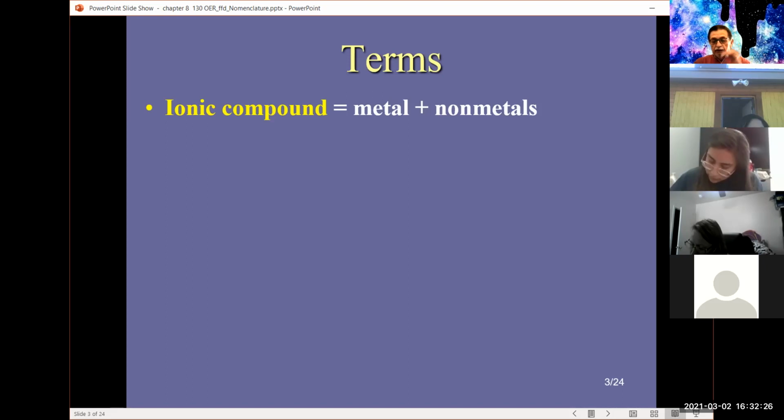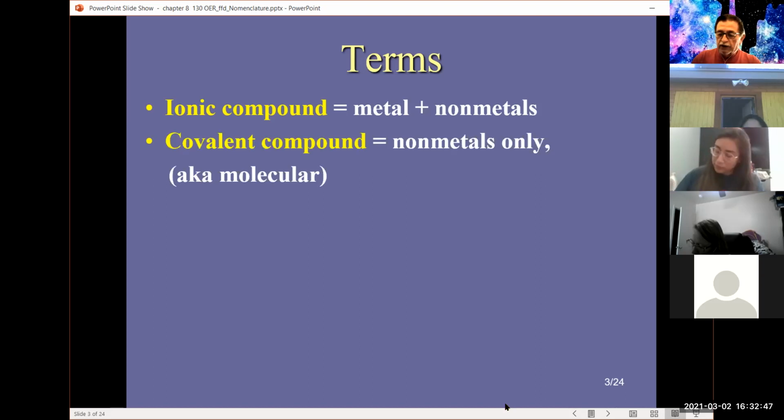Again, based on the periodic table, you at a glance determine if it's a metal, and where the non-metals are. Remember that stair step, that is with the metalloids. Metalloids are the ones that have properties of both metals and non-metals, hence the metalloids. Covalent compounds are a combination of non-metals only, also called molecular. So it's important that you're able to distinguish the two and identify if I have a covalent or ionic compound.